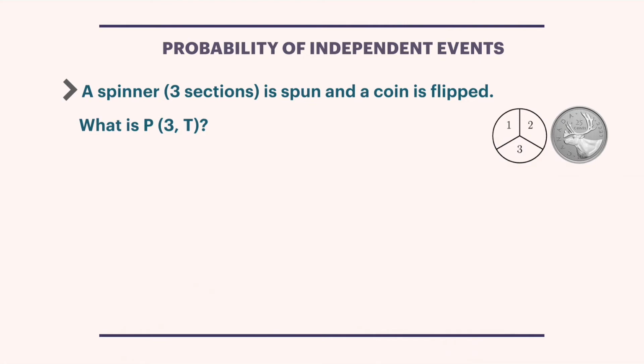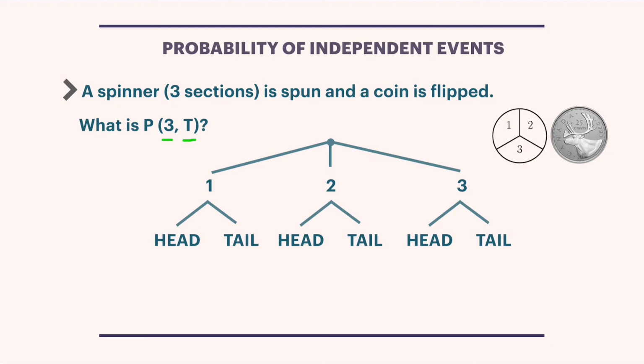A spinner of 3 sections is spun and a coin is flipped. What is the probability of spinning 3 from the spinner and getting tail from the coin? If I were to use a tree diagram again, we have 3 possible outcomes. On each of them, we could get either head or tail. What we want is 3 and tail. Out of 6 possible outcomes, we only want one of them. So that's 1 over 6.